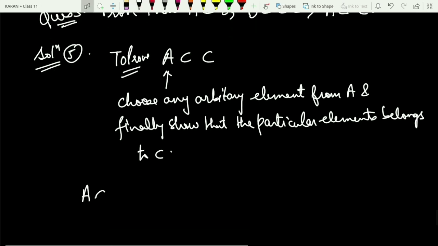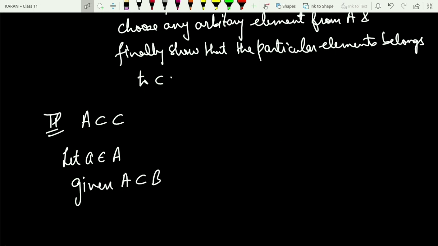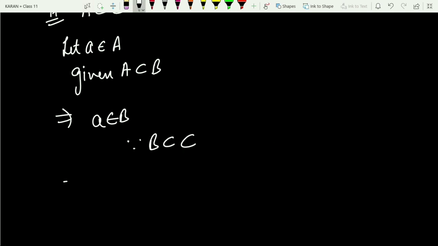So A is contained in C. That is what we have to prove. So now you will consider any element. Let small a be any element from A. Now it is given in the question that A is contained in B. Given A is contained in B, it implies that a should also be a member of B. Now because B is contained in C, can I say a is also belonging to C?